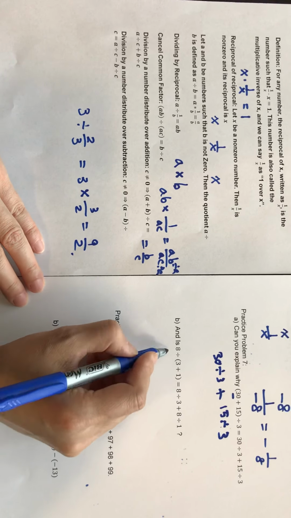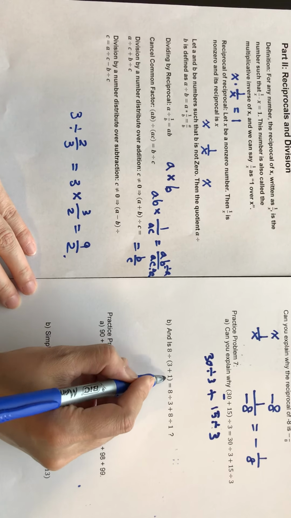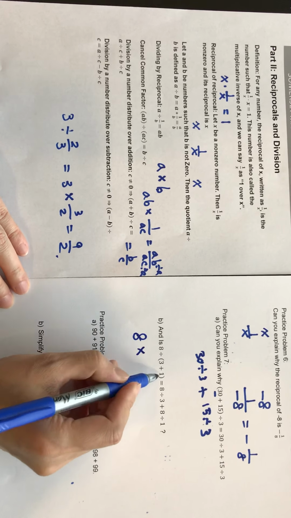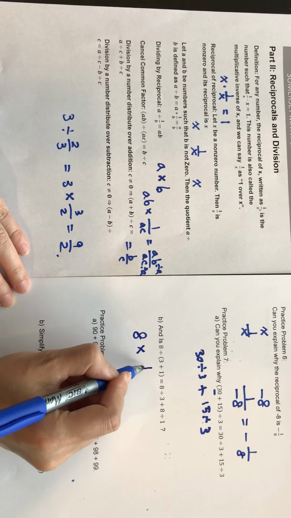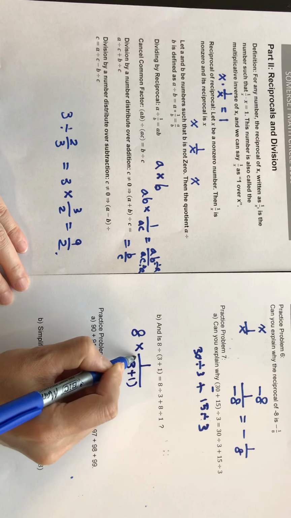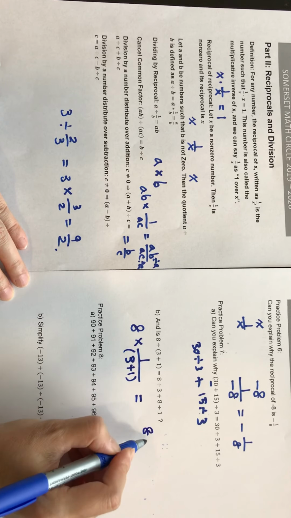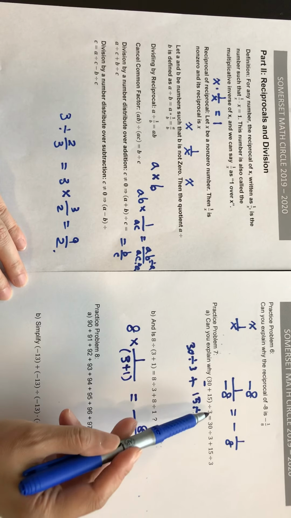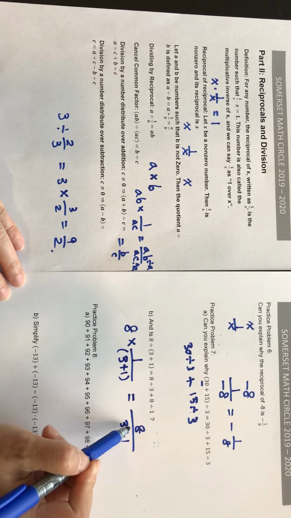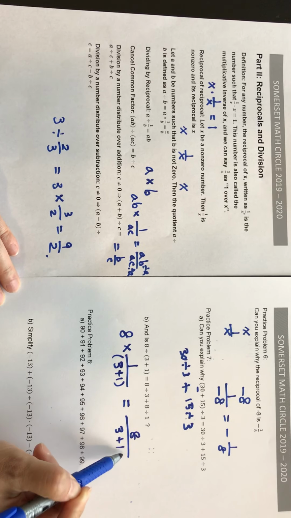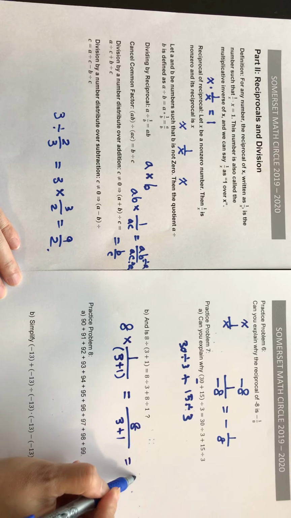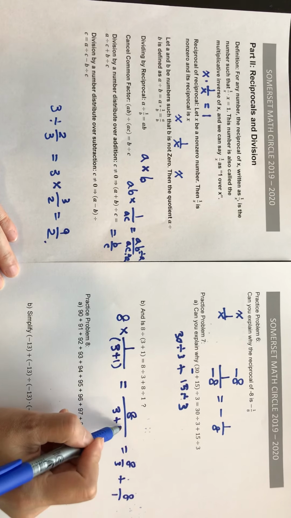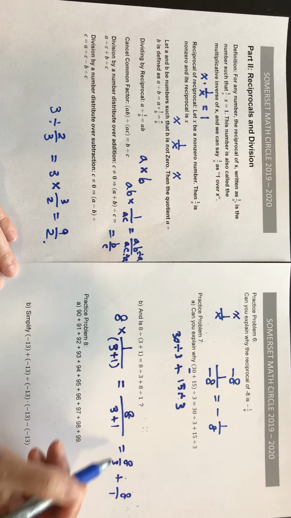This problem we'll leave for the students. This problem we'll talk about. So 8 divided by 3 plus 1. We can always change the division to multiplication, and this would become the reciprocal of 3 plus 1. So in this case, it's 8 over 3 plus 1. The 3 plus 1 is on the denominator. You cannot do 8 over 3 plus 8 over 1. You cannot do that. These two terms are together.